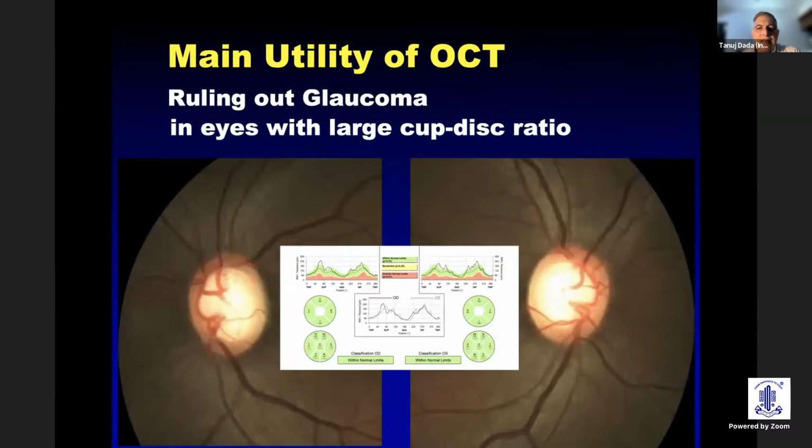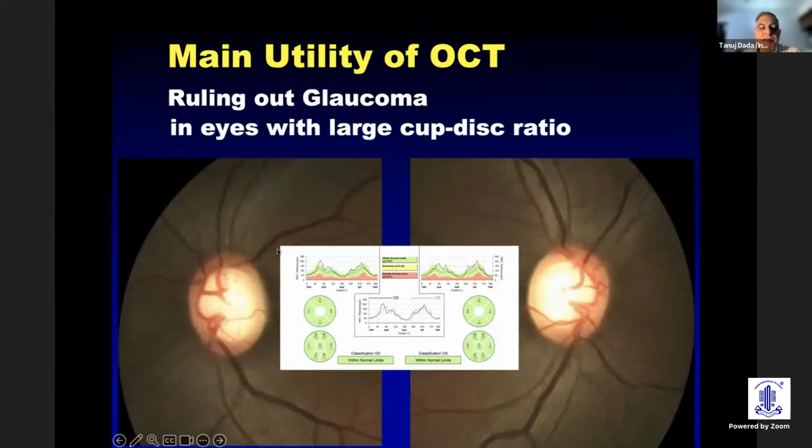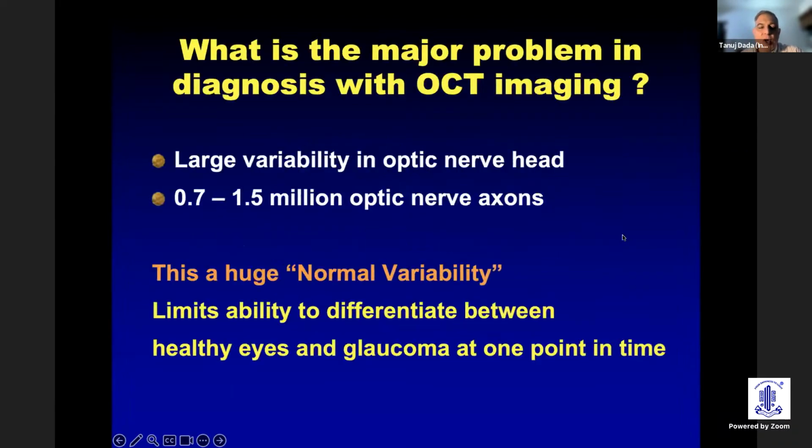As far as we are concerned, the main advantage of using the OCT is to rule out glaucoma, especially in patients presenting with an enlarged cup disc ratio, which looks very suspicious. That is where you use the OCT to rule out glaucoma if it is absolutely within normal limits. Now, many times you have a patient presenting with a suspicious disc and an abnormal OCT, but you are not sure of the diagnosis. In that situation, it is always better not to make a diagnosis, just label the patient as a glaucoma suspect and then follow up the patient over time.